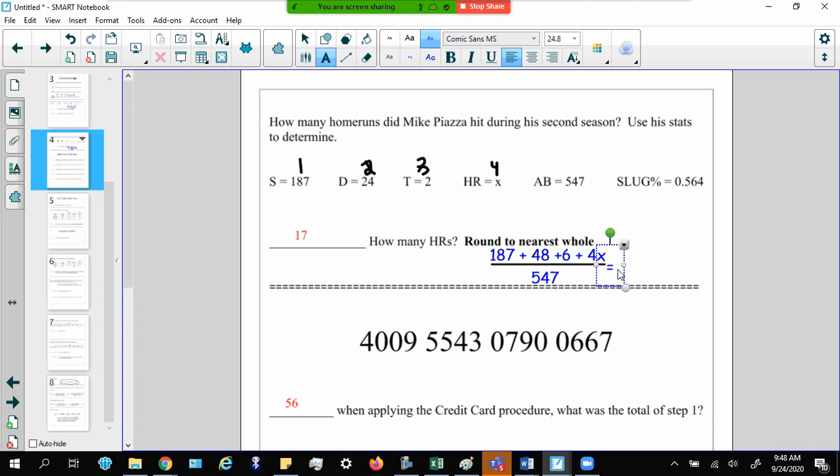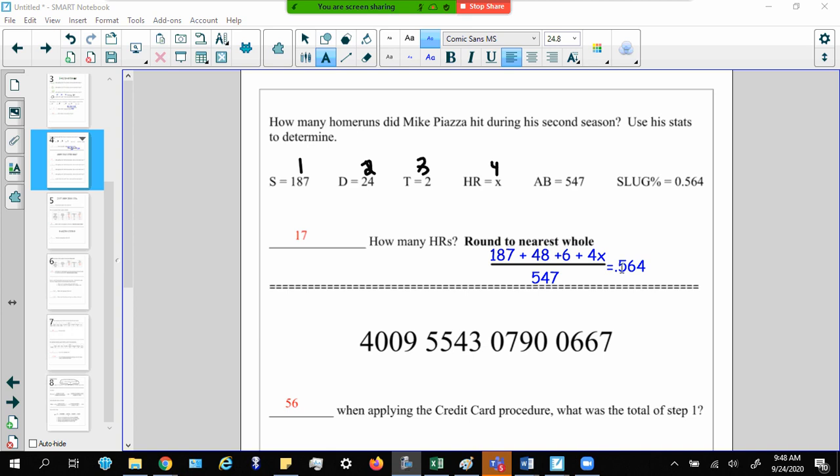Now, what we have here is an algebra problem with a denominator. We've dealt with this before. And of course, my computer stops working, so I'm going to pause the video until it gets going. All right, it started working again.